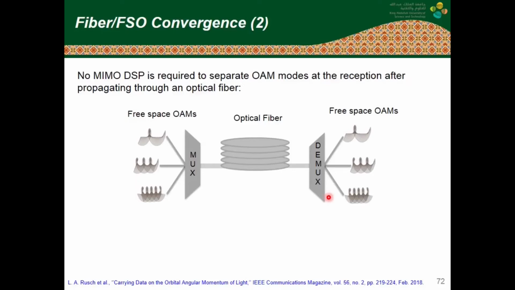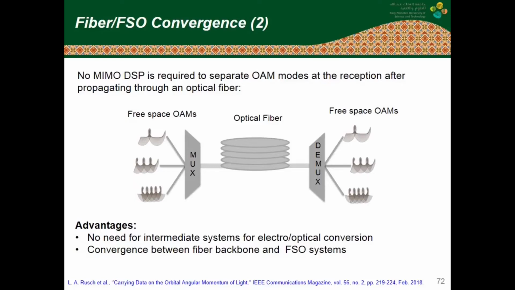In this case, OAM beams propagating in free space can be coupled to a fiber and then propagate over several kilometers, and can then be demultiplexed and forwarded directly to a free space link without any need for intermediate optical to electrical or electrical to optical conversion devices. Therefore, convergence between fiber and FSO links can be fulfilled via OAM beams.